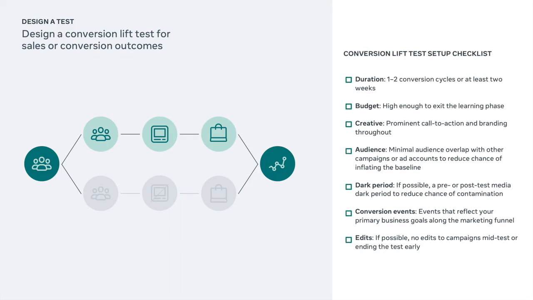Let's go through the conversion lift test setup checklist. The duration should run for 1 to 2 conversion cycles or at least 2 weeks. Again, the budget needs to be high enough to exit the learning phase. Remember to include a prominent call to action and branding throughout.